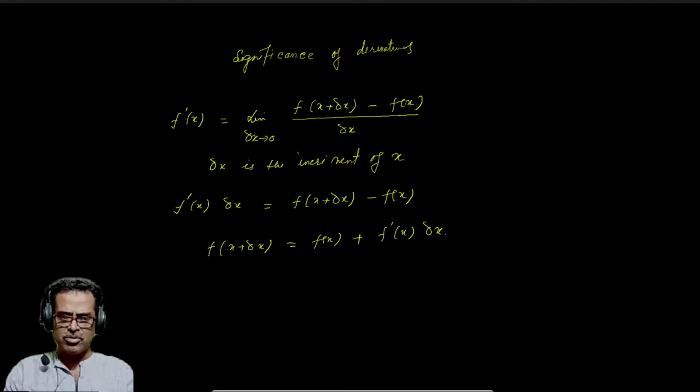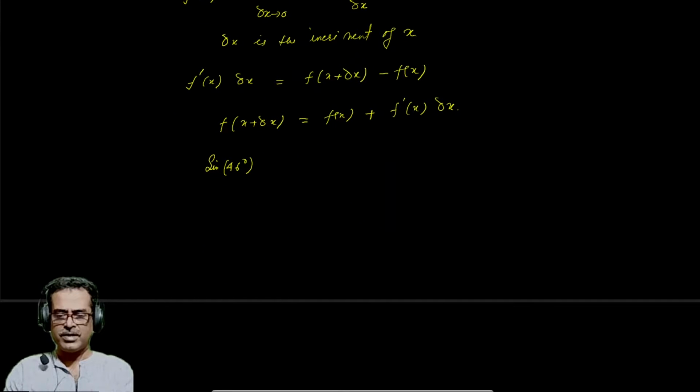This del x does not tend to 0. This has a considerable value, but in case of significant figures, we can use this as an approximate value of f(x + del x). Suppose you have to find the value of sin 46 degree. Say, the function we have to choose is f(x) = sin x.